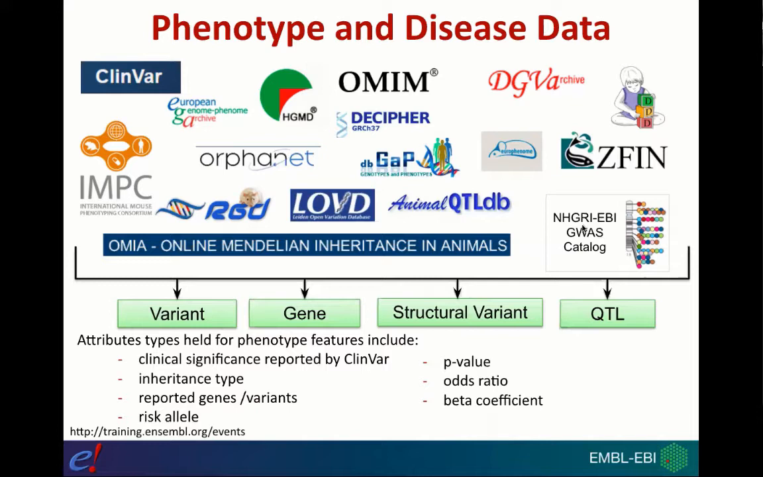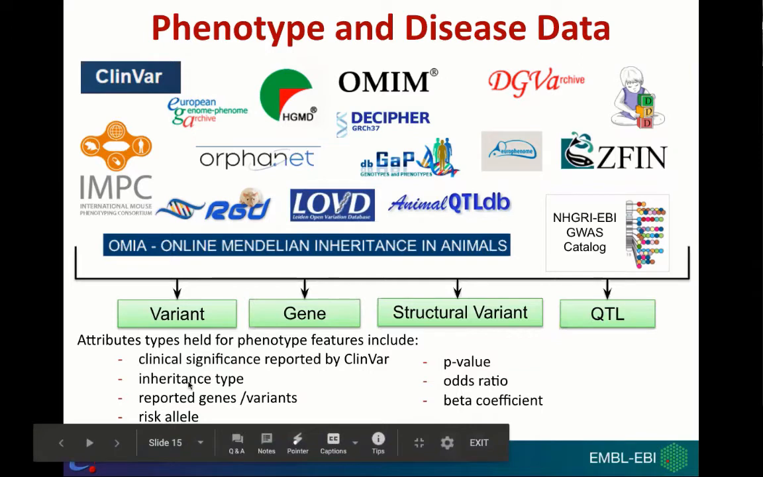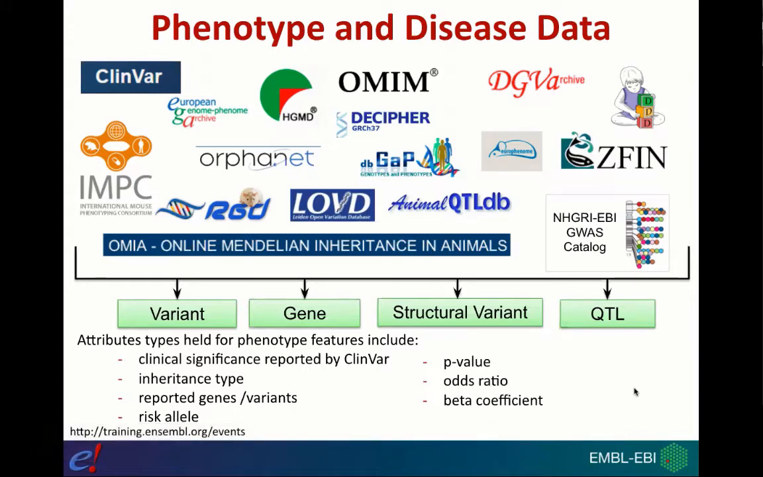It's also important to note the GWAS Catalog. We also import information about variants that have been associated with phenotypes through GWAS studies and are stored in the GWAS Catalog. So we get things like the clinical significance, the inheritance type, reported genes and variants, and risk alleles. And then for the GWAS studies, we also get things like the p-value, the odds ratio, and beta coefficients as well for the disease associations.